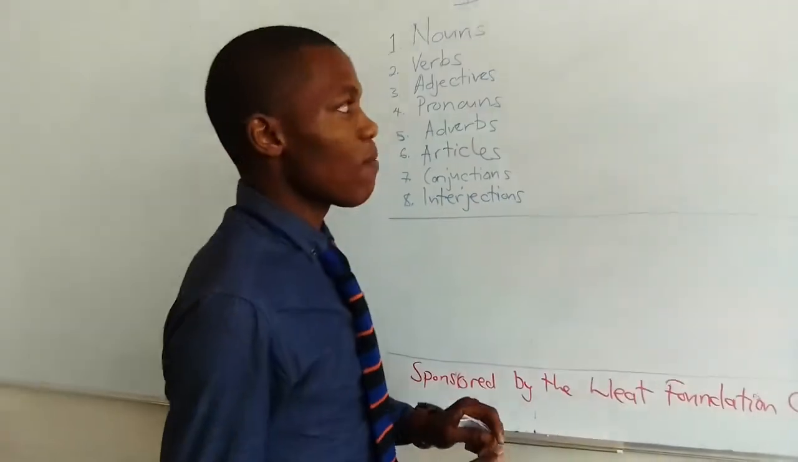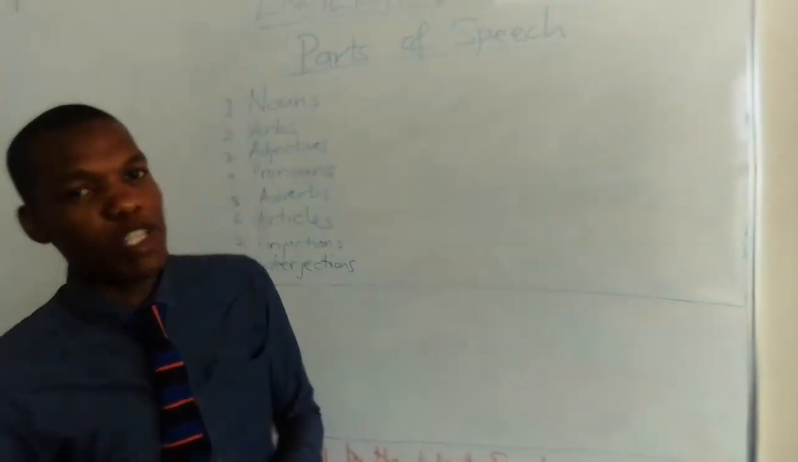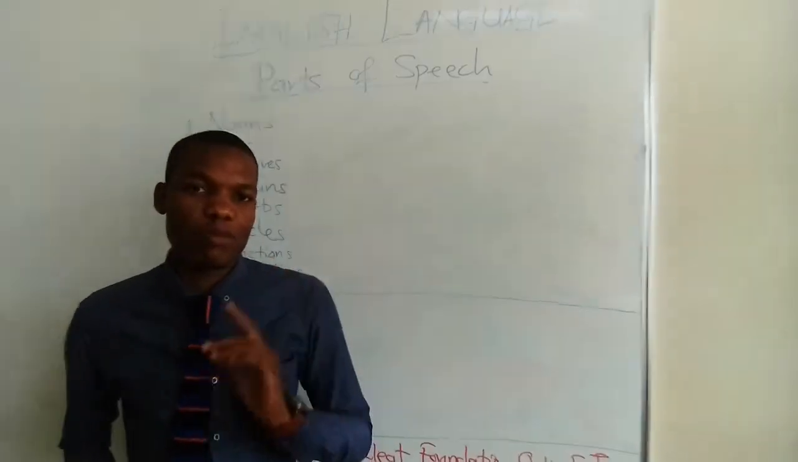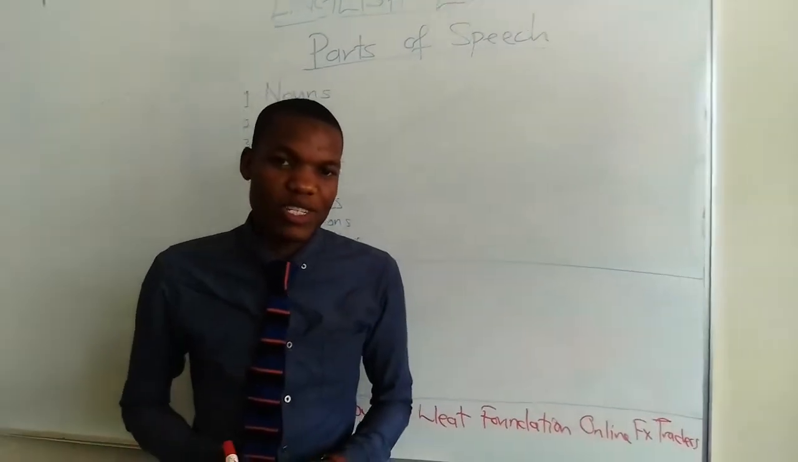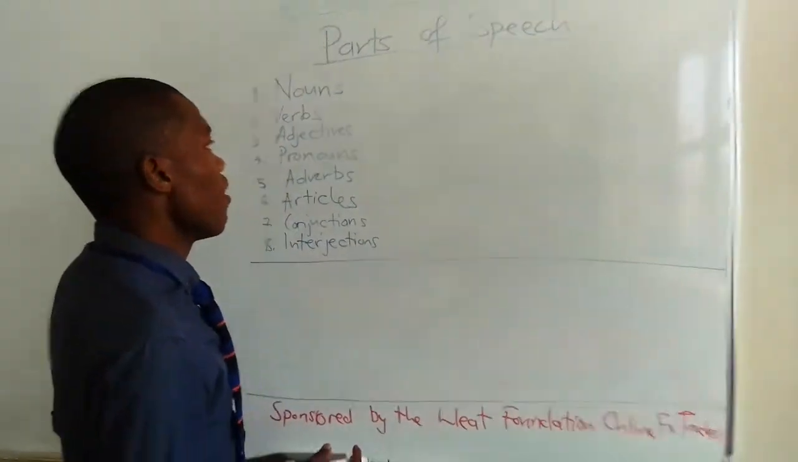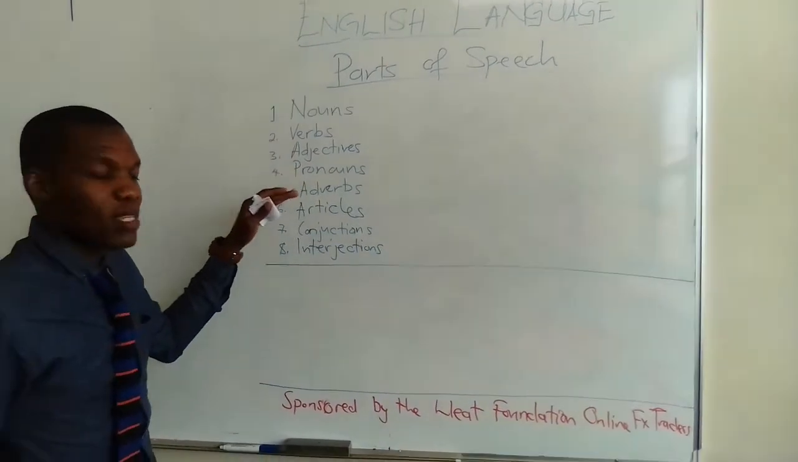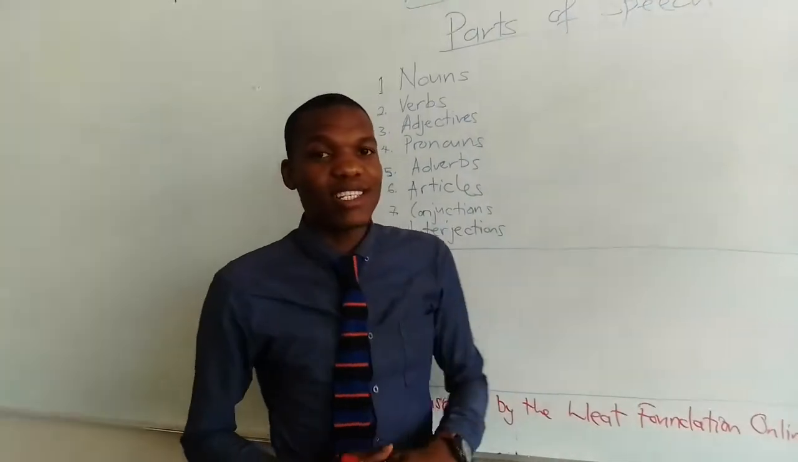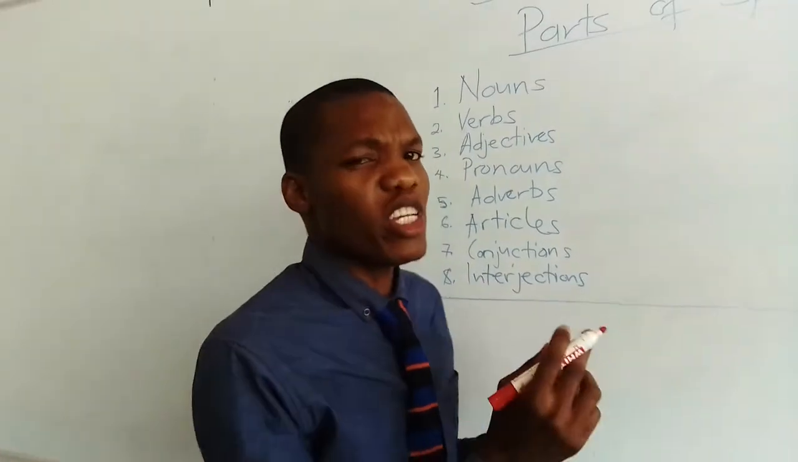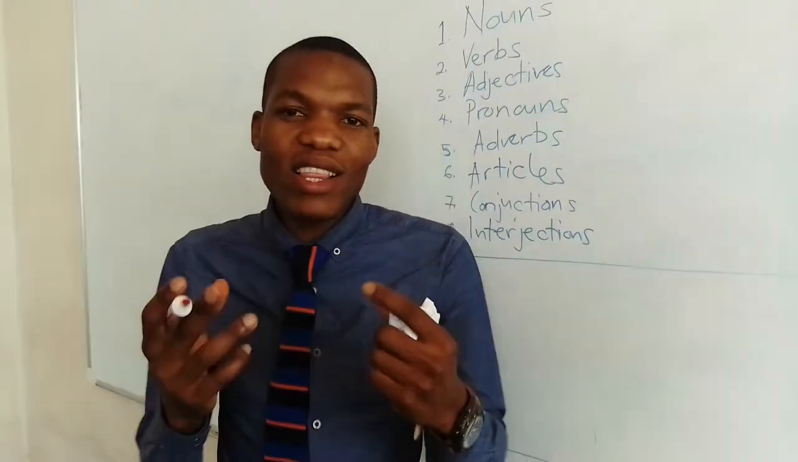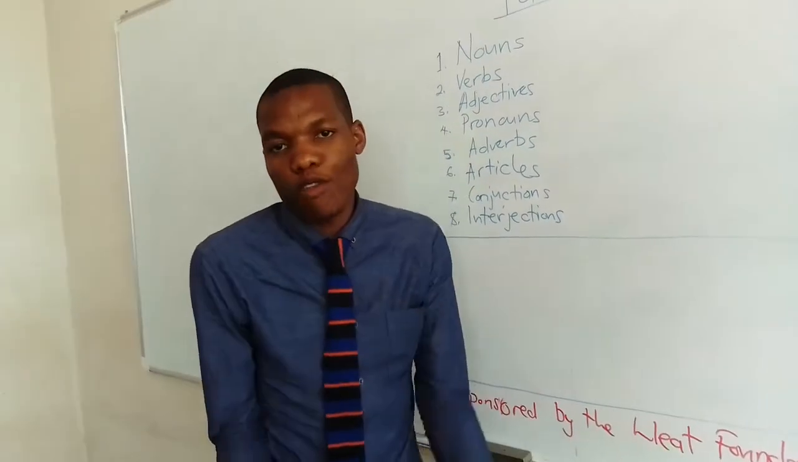Okay, let's look at it. Today we have parts of speech on the board. We have 8 parts of speech that we are going to discuss today. Alright, let's get to it straight up. We have nouns, verbs, adjectives, pronouns, adverbs, articles, conjunctions, as well as interjections. Let's get into each and every one of them to discuss what they are and the examples of those.